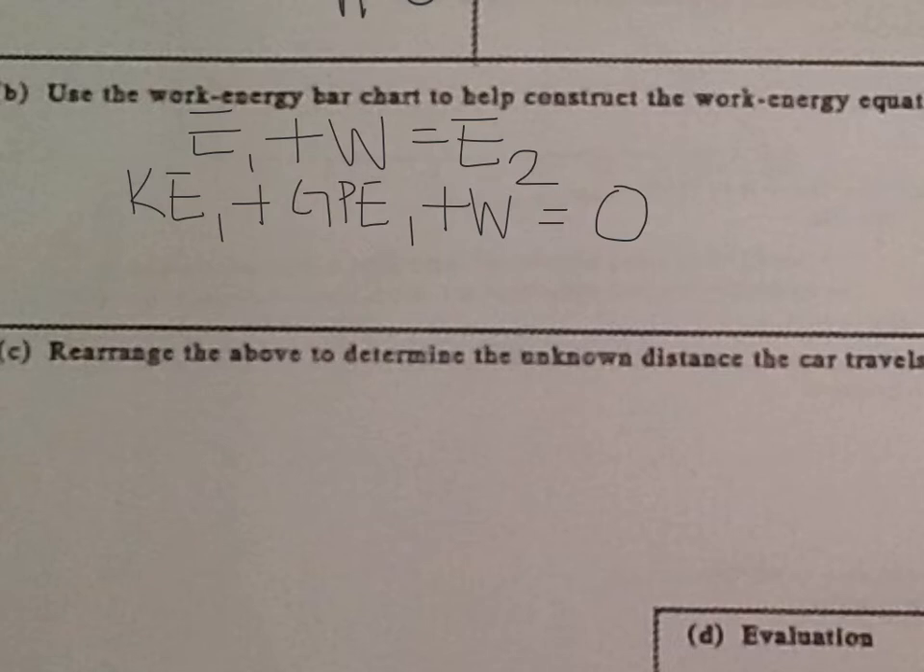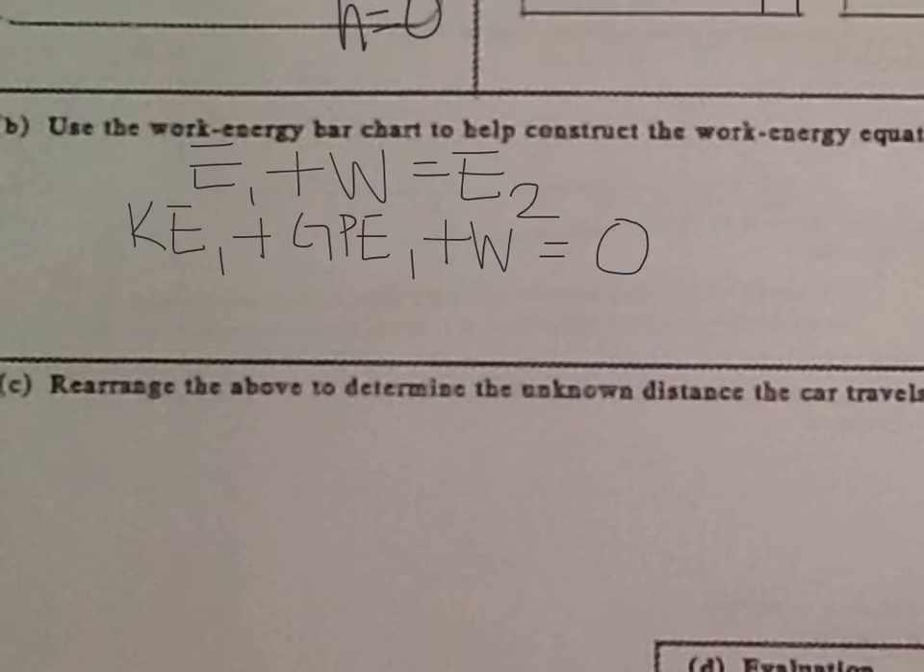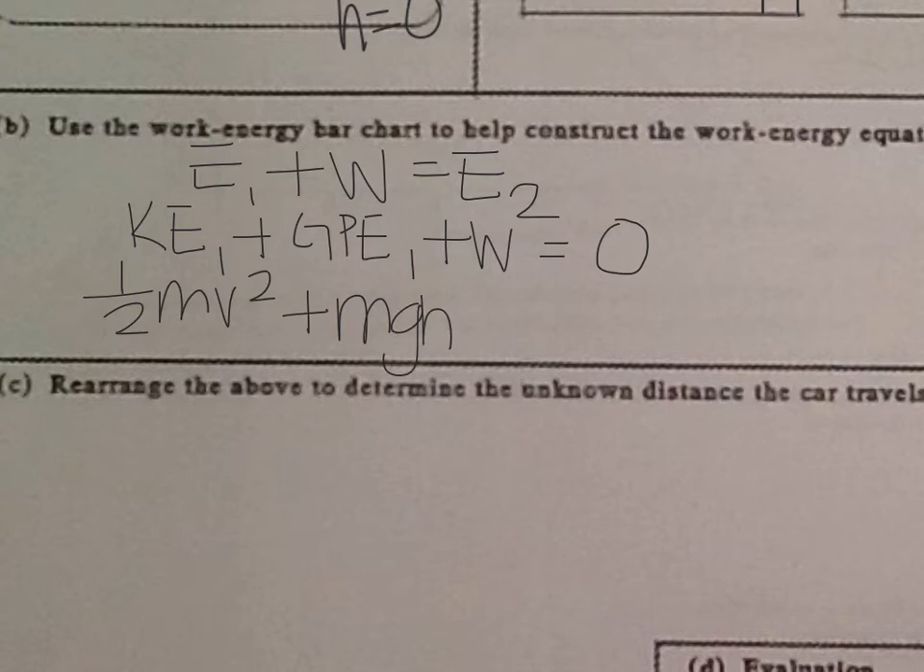We know that the equation for KE is 1/2 mv squared, and GPE is mgh. And we know that the work done by friction can be rewritten to force of friction times the distance equals 0. In the problem, we are given our mass, the initial velocity. We know that g equals 10 meters per second squared, and we're trying to find the unknown distance of d.